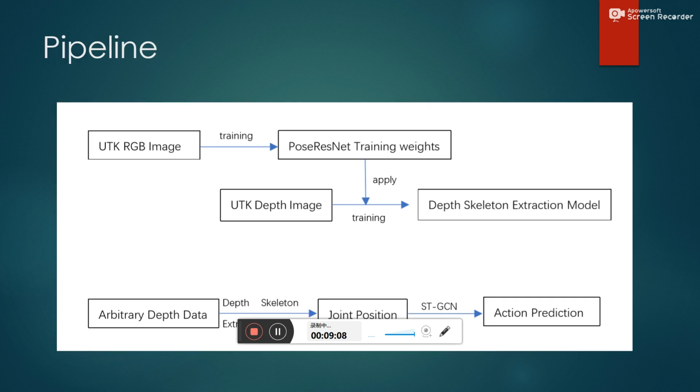So here is our pipeline for training model and make prediction. The above shows UTK RGB image after training. It got PoseResNet training weights, and we apply transfer learning for UTK depth image, and finally get the depth skeleton extraction model. Therefore, by using arbitrary depth data, we can do depth skeleton extraction to get the joint position, and finally use ST-GCN technique by skeleton to get the action prediction.